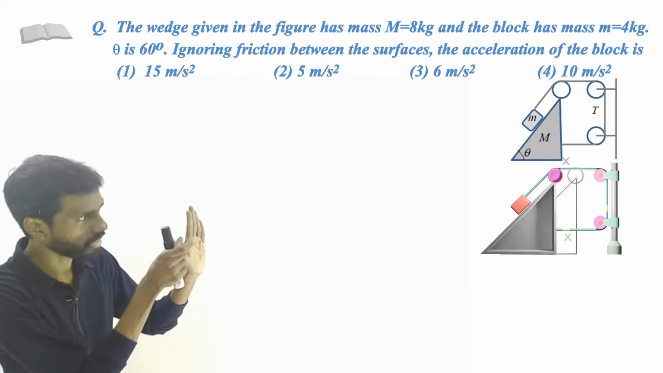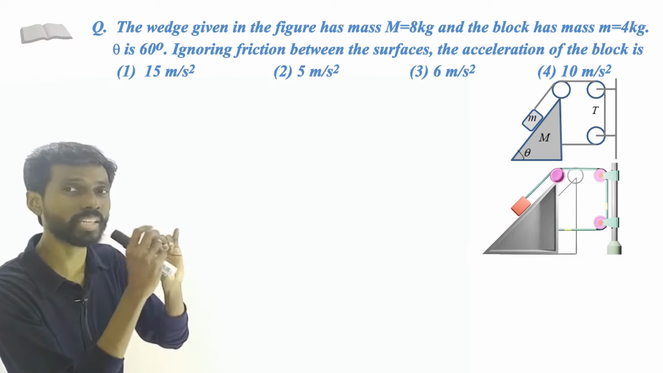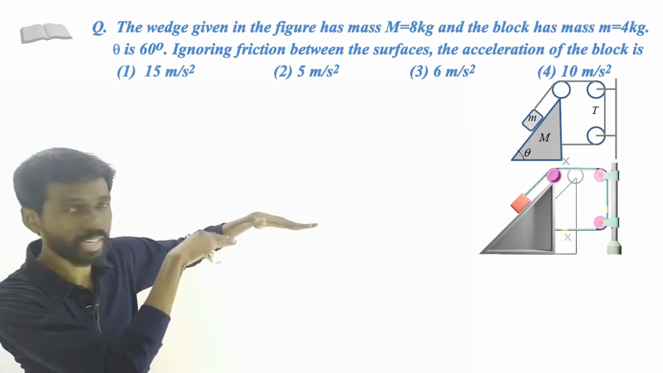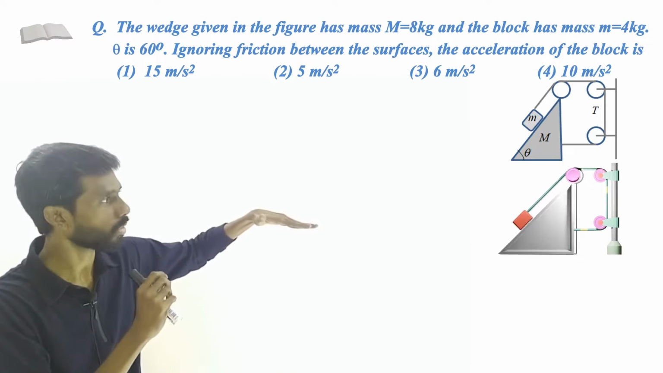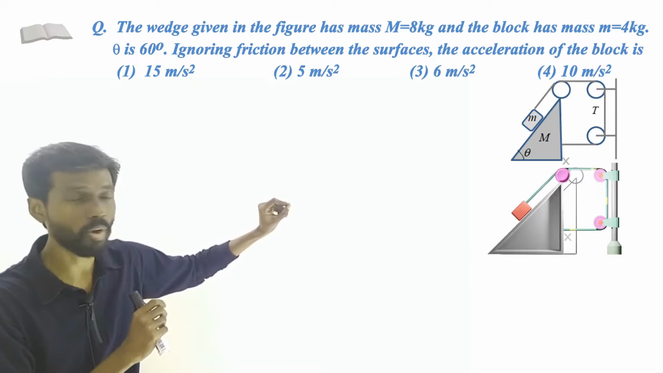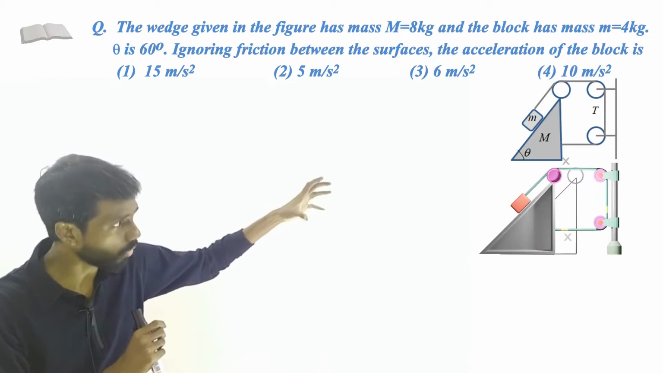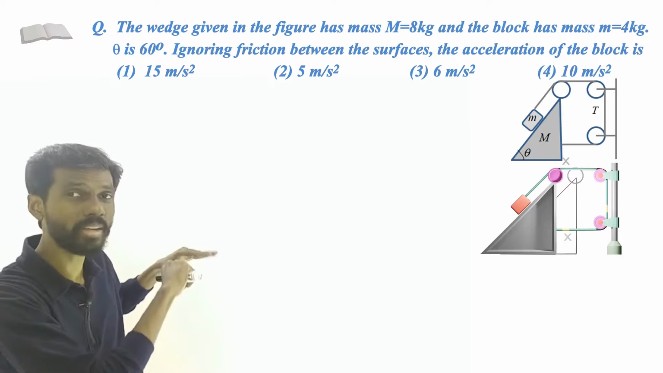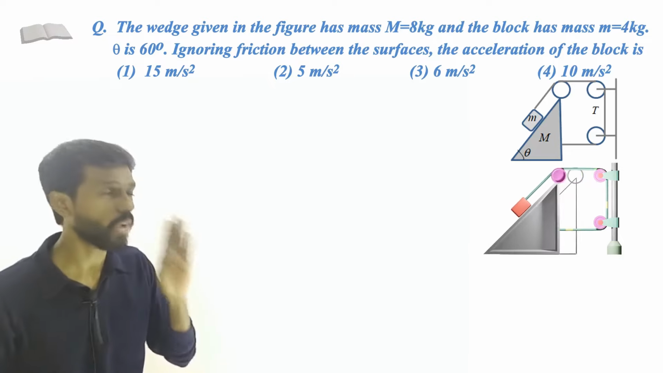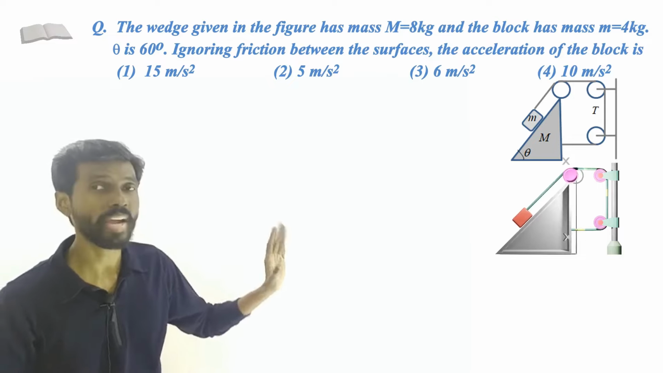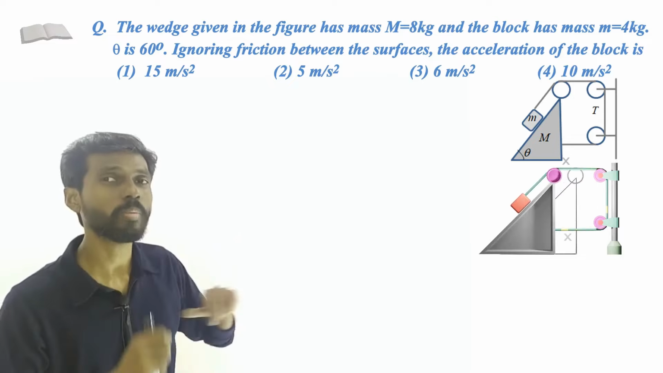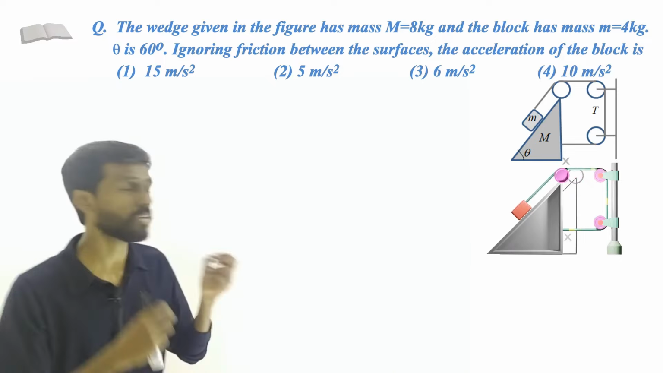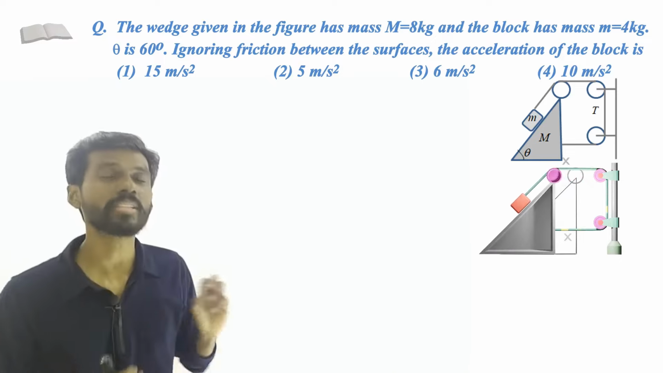That means x plus x, so 2x part of the string should be compensated by that block. Two strings are connected, x plus x is 2x. So that 2x part is compensated by the block moving in the downward direction, moving along that incline by distance 2x. That means when the wedge moves by distance x units, the block moves by distance 2x units, which means the acceleration of the block is twice the acceleration of the wedge.